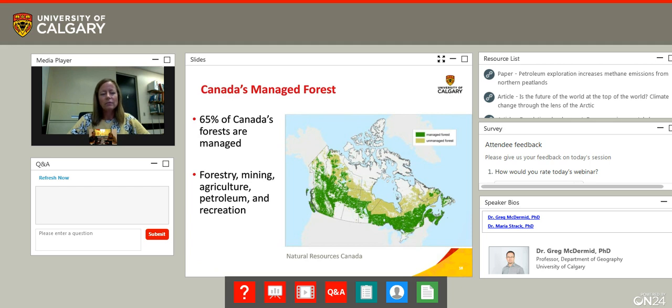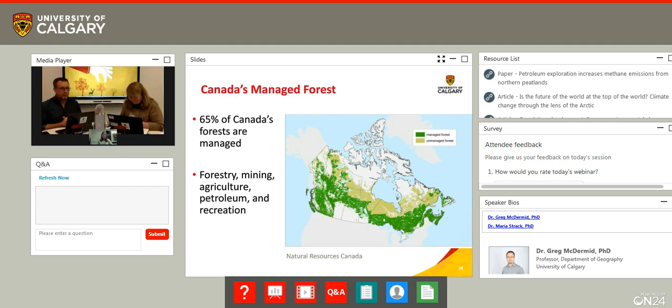Okay. So I think that at least for me, before I started doing research in the boreal forest, not living in the boreal forest, my perception is that it is a big, giant wilderness with no people, no activities, just moose and bears. But the truth is that there's a lot of activity in the boreal forest. In this map, for example, you can see that 65% of Canada's boreal forest is managed for one thing or another. There's forestry, there's mining, there's agriculture, there's petroleum, there's recreation. There are lots of things happening in this forest.